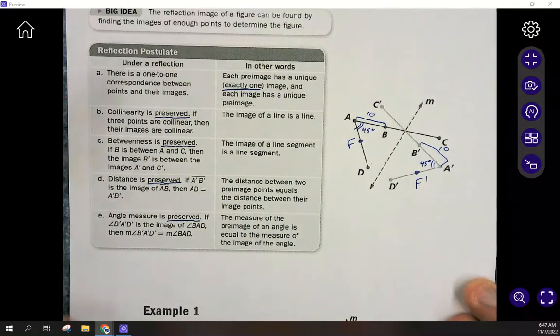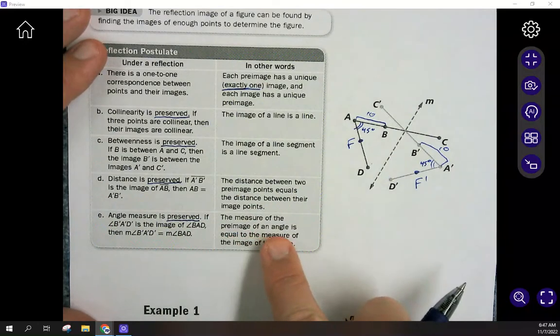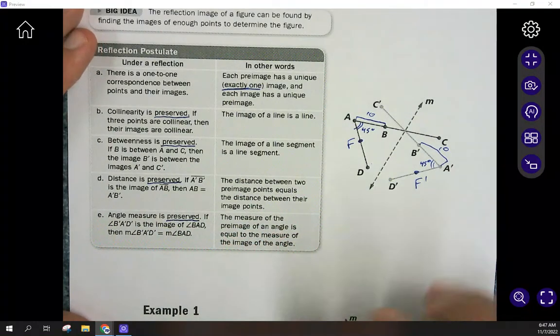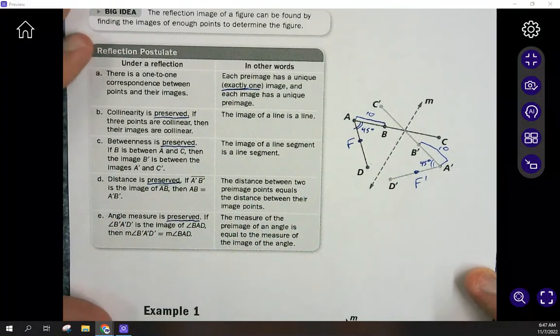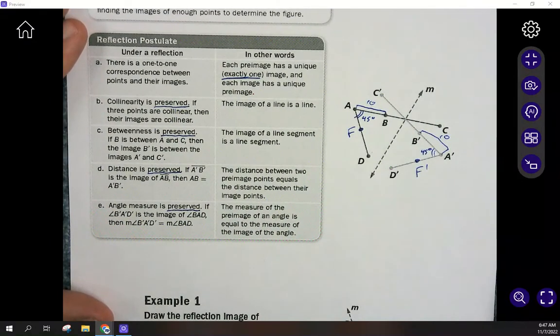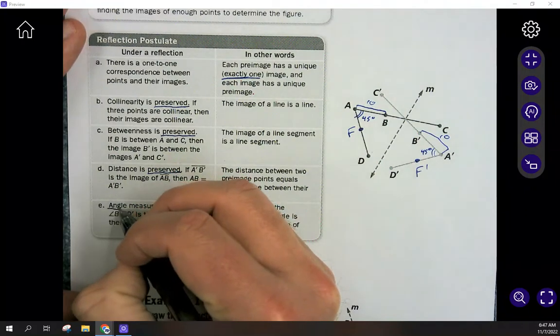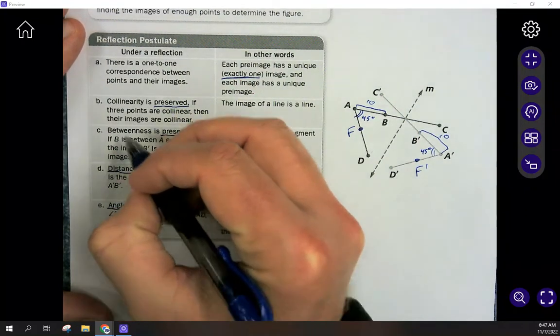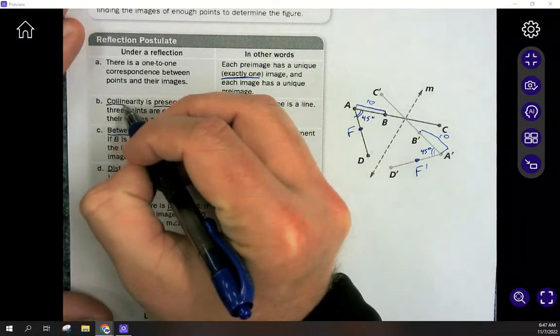It's going to maintain angle measure. The measure of a pre-image of an angle is equal to the measure of the image of an angle. So there's 4 main things that are preserved here, and you kind of have to remember them. The easy way to remember them: we're talking about angles, distance, betweenness, and collinearity.